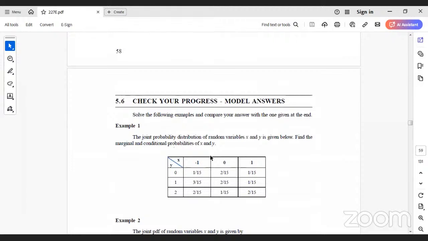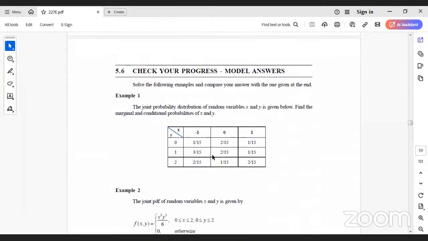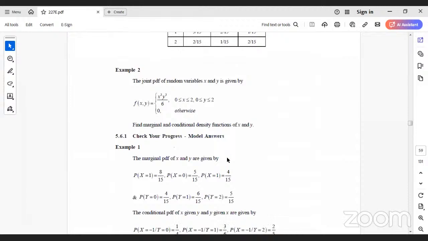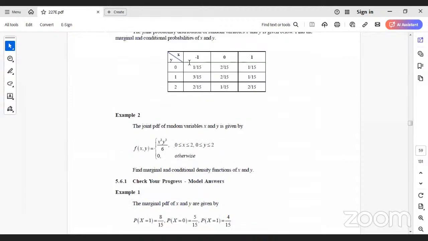The joint probability distribution of random variables X and Y is given; find the marginal and conditional probability. See here, again -1, 0, 1. We are taking example 2 here, so example 1 we are taking here. So total, 1 more 3 plus 1, 4 plus 2, 6, 4 plus 5, and so on. 6 plus 5 should be 11, 11 by 11 should be 1.